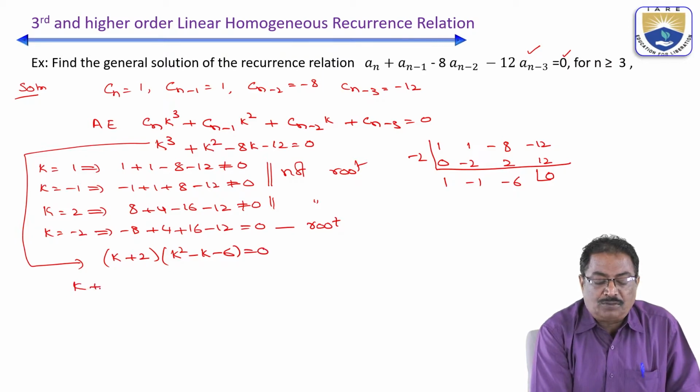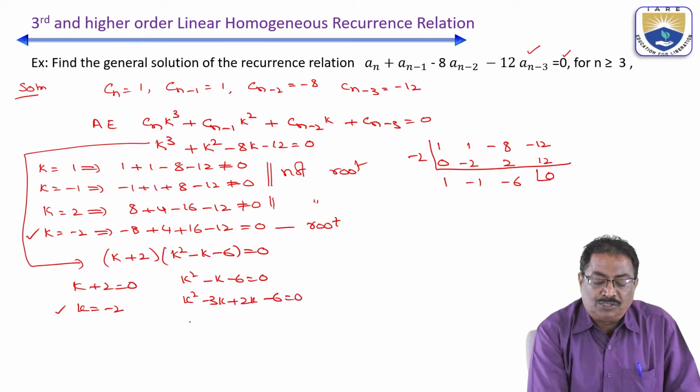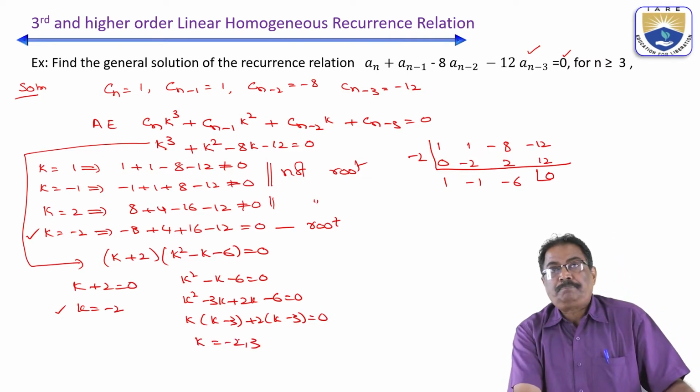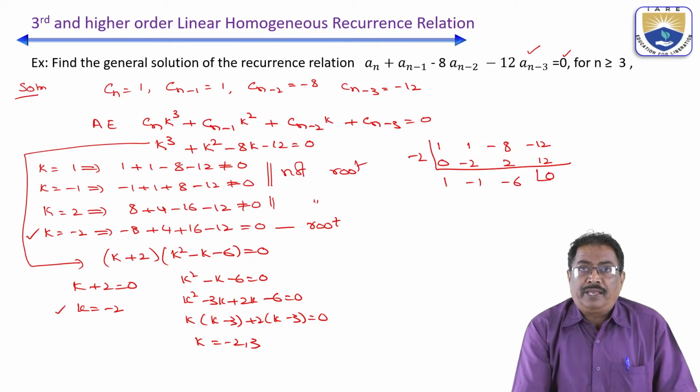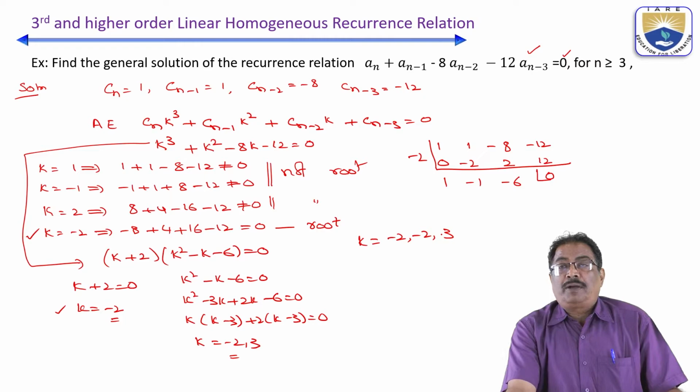So k plus 2 equals 0, hence k equals minus 2, and k squared minus k minus 6 equals 0. So it is k squared minus 3k plus 2k minus 6 equals 0. So k into k minus 3 plus 2 into k minus 3 equals 0. So I get k equal to minus 2 and 3. Now here minus 2 is a repeated root. So what are the roots? k equal to minus 2, minus 2, 3.